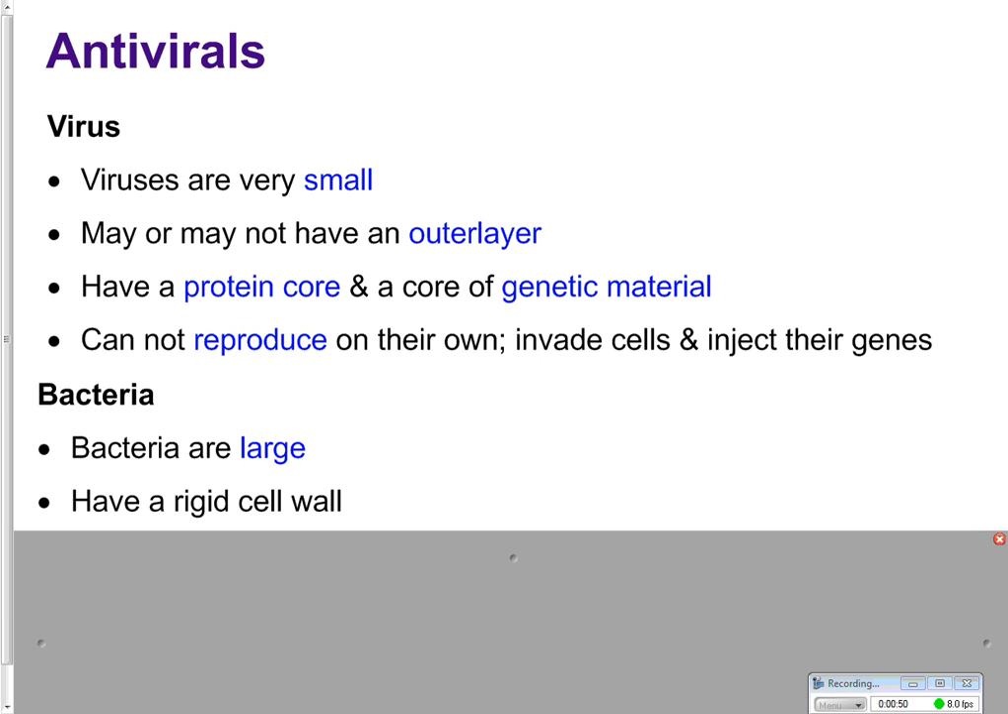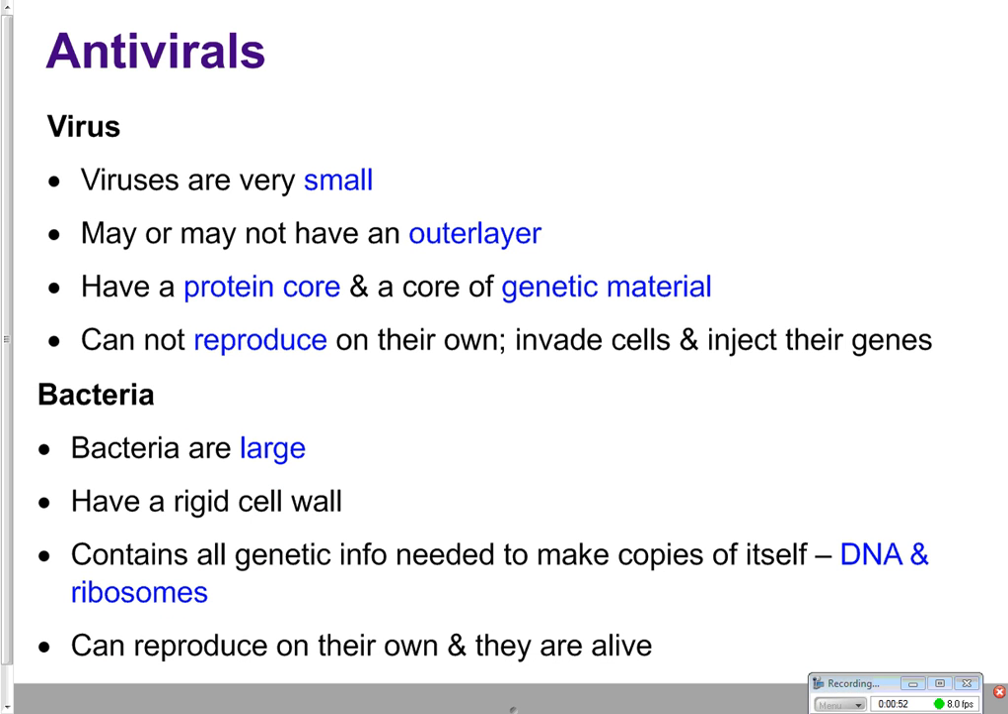Now, to compare that, a bacteria is considered to be much larger than a virus. They do have a rigid cell wall, and bacteria have their own genetic information and are able to reproduce on their own, so they are considered a living organism. A virus in general is considered non-living.